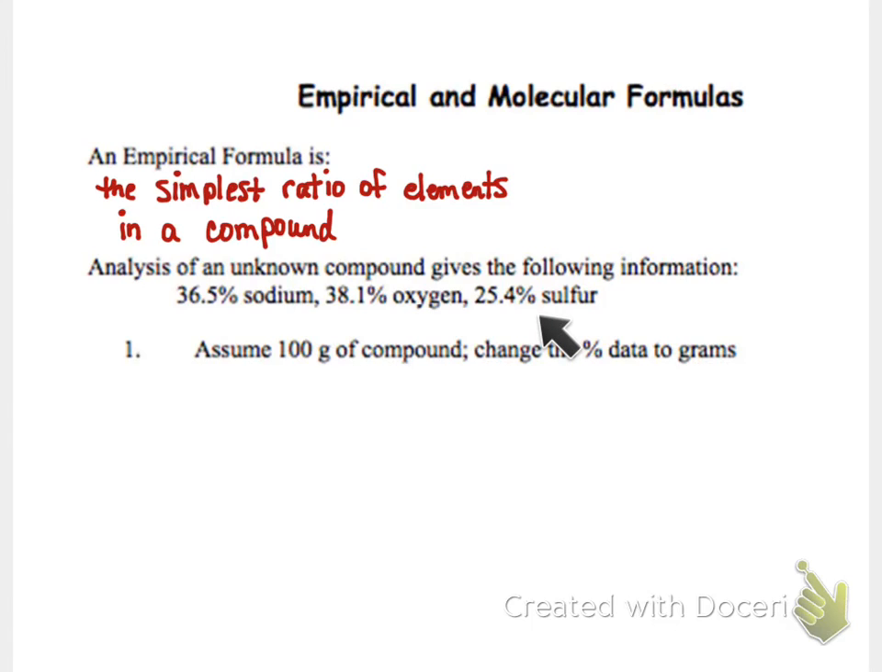And we often have percent data because there are pieces of lab equipment that you put in some mystery compound and it will tell you the mass percent, called a mass spectrometer. The first step is to assume that we have 100 grams of compound, because then we can turn our percent symbols into grams. So change the percent, don't have to do any math, just change the symbol from percent to gram.